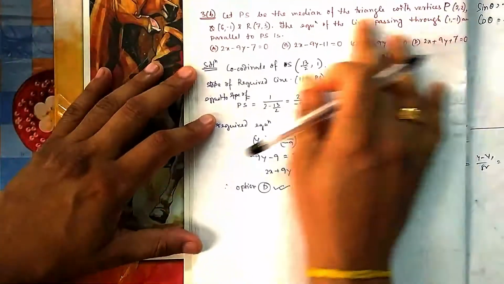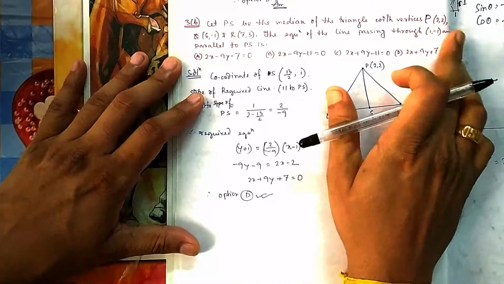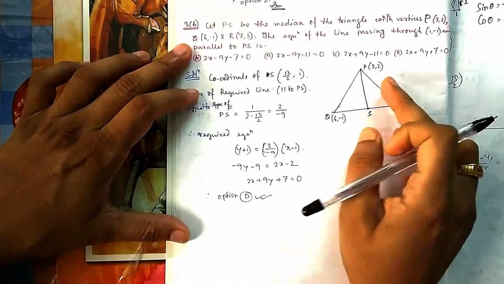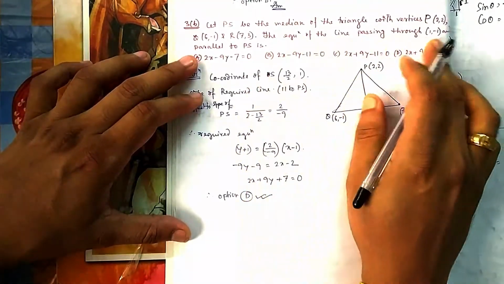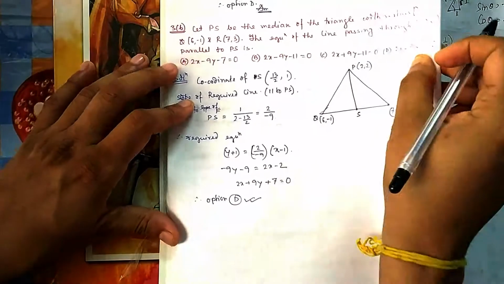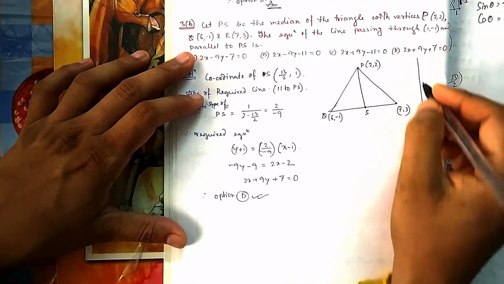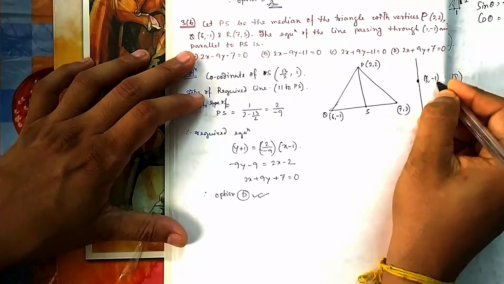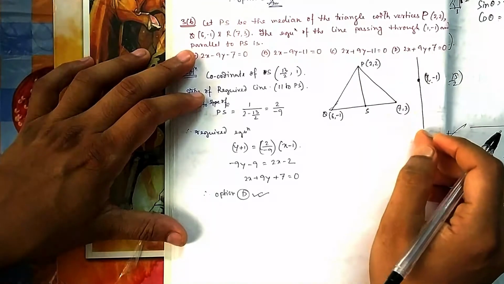Now if you come to question number 3b, let PS be the median of the triangle with vertices P(2, 2), and (6, 1) and this. So this is the triangle. I am not drawing it exactly because it is not required here. The equation of the line passing through (minus 1, minus 1) and parallel to PS. So you have to find a line which is passing through (1, minus 1) and which is parallel to this line. So you find the slope of this line, and this line's slope will be the same.